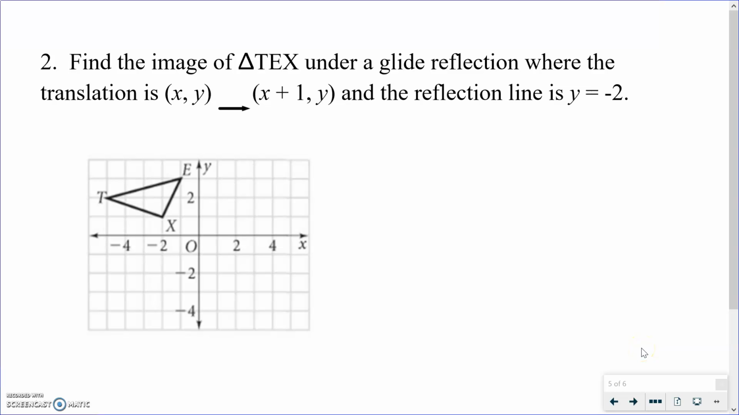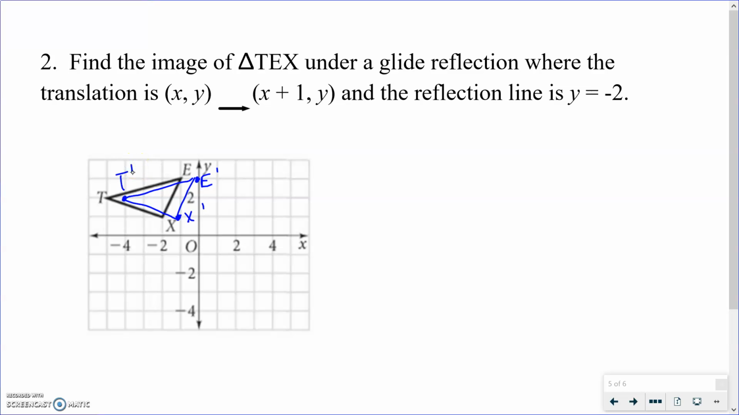Okay, so now we have this triangle TEX, and we want to do a glide reflection where the translation is +1 in the x direction, and then the reflection line is y equals -2 because that's going to be a line that is parallel to that direction of translation. So we're going to take all of these and move them, all these vertices. So again, you want to pay attention to vertices when you're doing a transformation of any kind on the coordinate plane. So this would be t prime, e prime, and x prime.